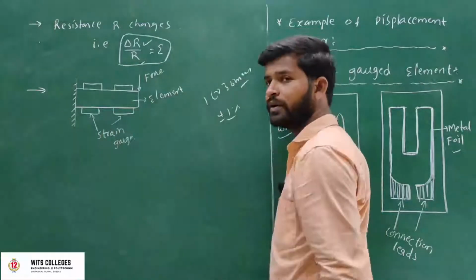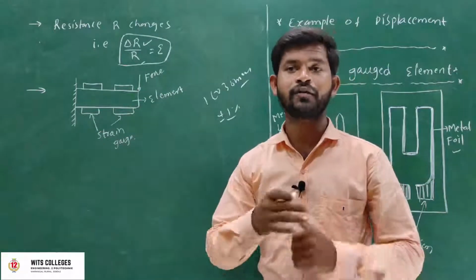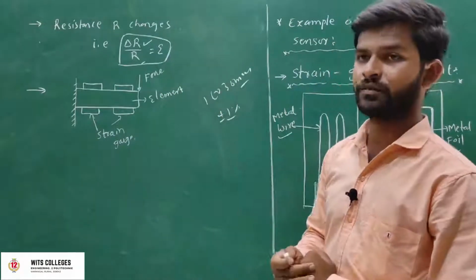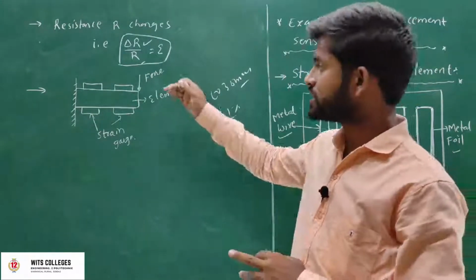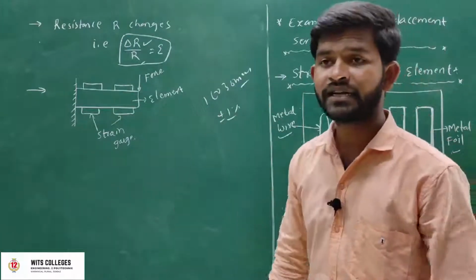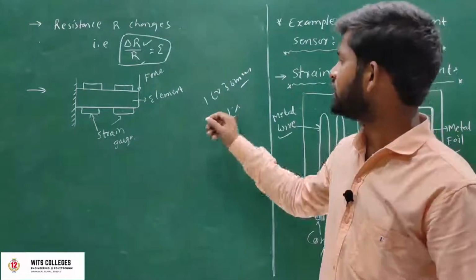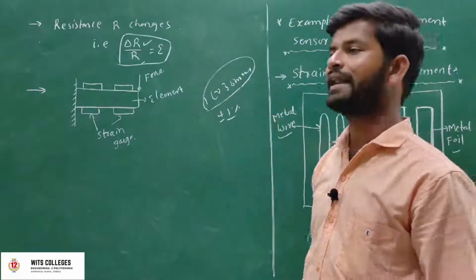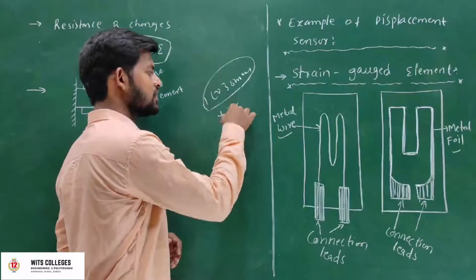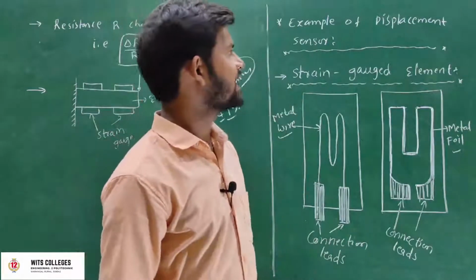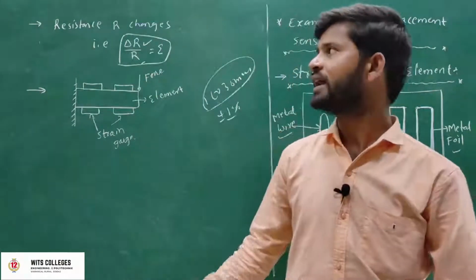When strain develops, the resistance changes. The change in resistance is thus a measurement of displacement or deformation of the flexible element. These arrangements are used for linear displacement. We can measure 1 to 30 mm, with a non-linearity error of plus or minus 1% in the full range. This is about the strain gauge element, one example of a displacement sensor. Next we can see the following one.